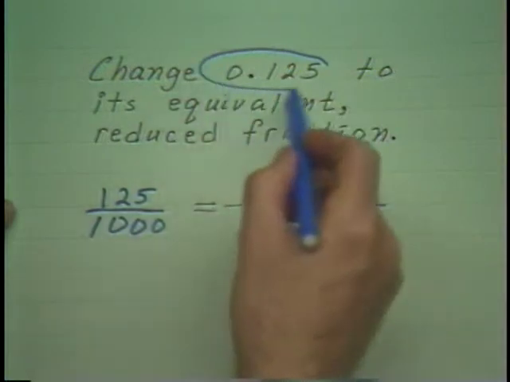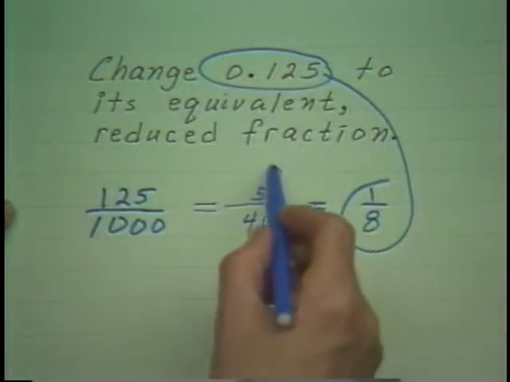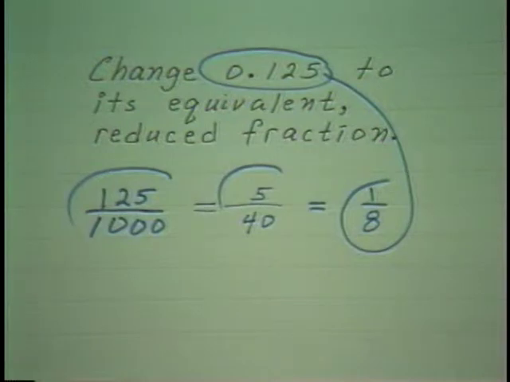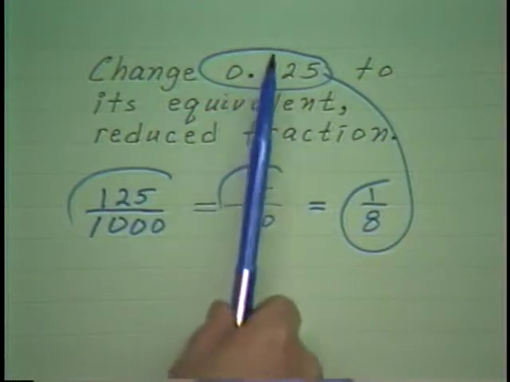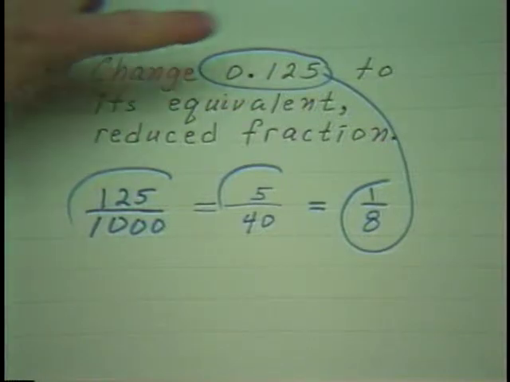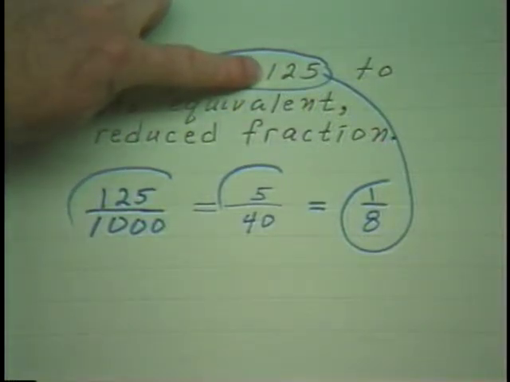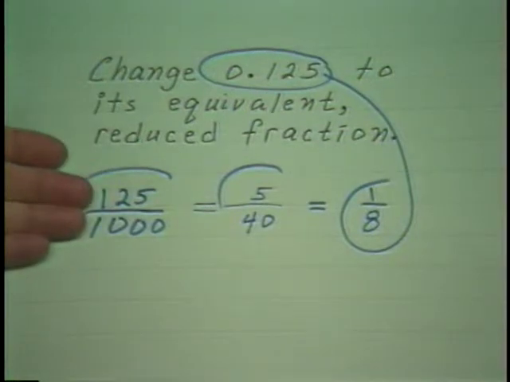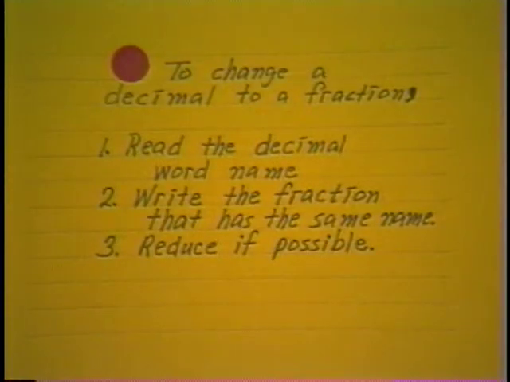So this decimal and this fraction, in fact all of these for that matter, are all different ways of expressing the same number. And these two forms are the two that we are most familiar with. Okay, say the number in word name, then write the fraction with the same name. Once again, to enter into our notes or memory, to change a decimal to a fraction, read the decimal word name, write the fraction that has the same name, and reduce if possible.